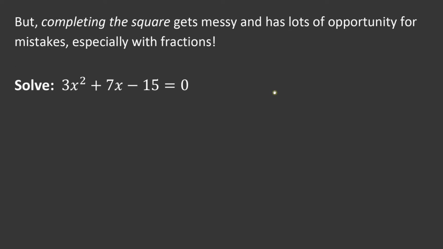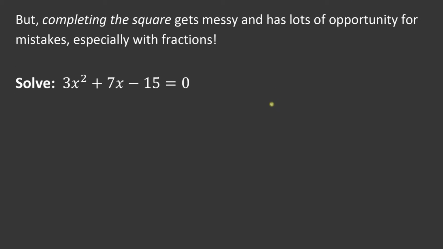Now, completing the square is useful, and it does get us to vertex form, but it's messy. Completing the square is messy and has a lot of opportunity for algebraic error. And not only that, it's a lot of steps. You've got to take your greatest common factor, cut some middle value in half, square it, add it, subtract it, solve. It's a mess. Especially when it gets into fractions like what I have here.